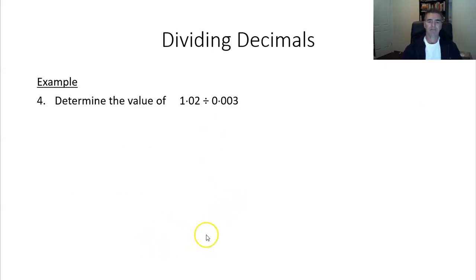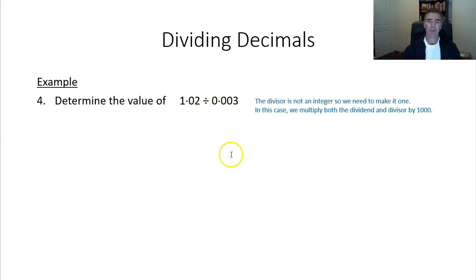So a fourth example, 1.02 divided by 0.003. The divisor is not an integer. There are 3 digits after the decimal point. That means I need to multiply it by 1,000 to make it an integer. So I've got to multiply both parts, the dividend and the divisor, by 1,000. So let's do that. When we move the decimal point 1, 2, 3 places to the right, we get 1,020. Move the decimal point 3 places to the right on the divisor, and we get 3. So there's our new question, 1,020 divided by 3.